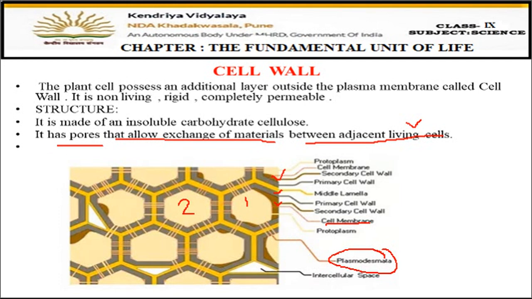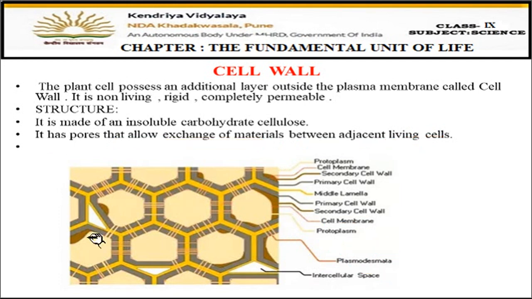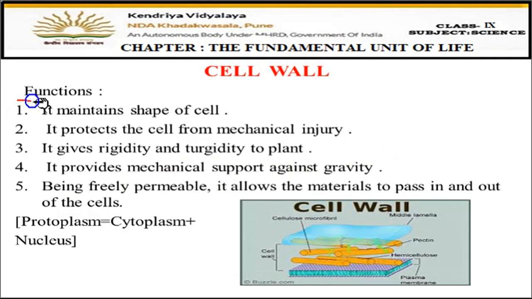So this is the structure of the cell wall. You have to remember that it is made up of cellulose. It has pores through which it can exchange the materials to the nearby living cells. Now let us see the functions of the cell wall. As it is hard and rigid, it maintains the shape of the cell. It gives a particular shape to the cell.